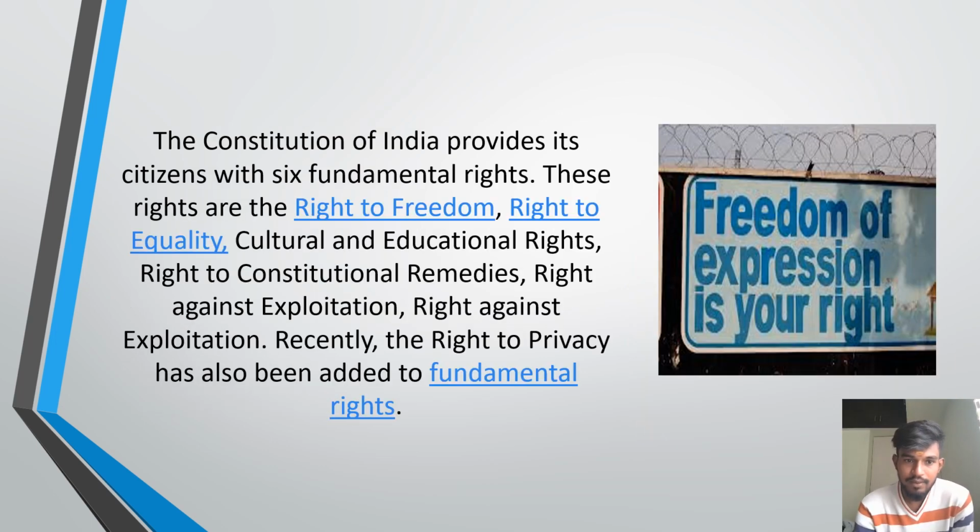The Constitution of India provides its citizens with six fundamental rights. These rights are the right to freedom, right to equality, cultural and educational rights, right to constitutional remedies, right against exploitation, and right to freedom of religion. Recently, the right to privacy has also been added to the fundamental rights.